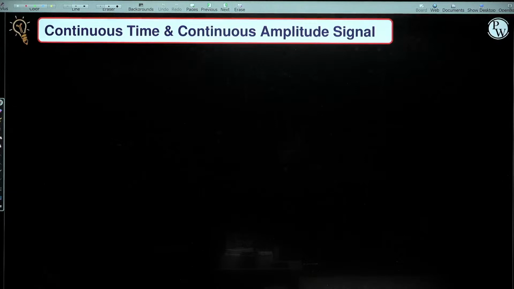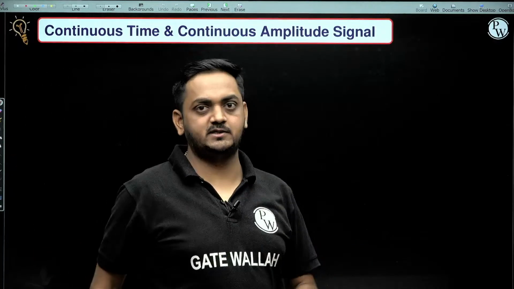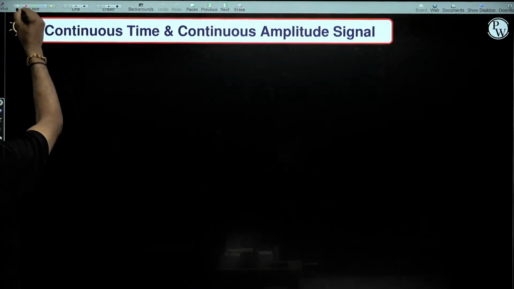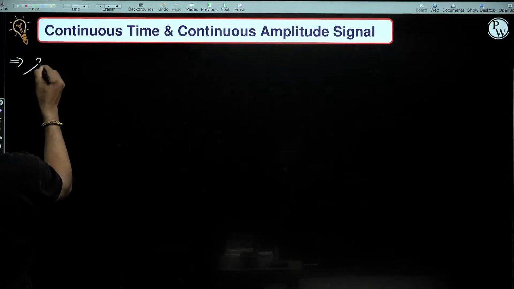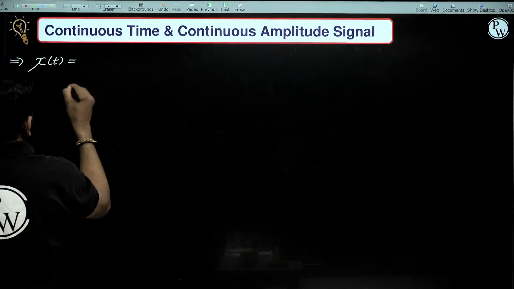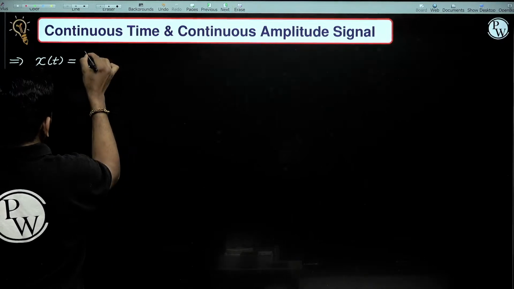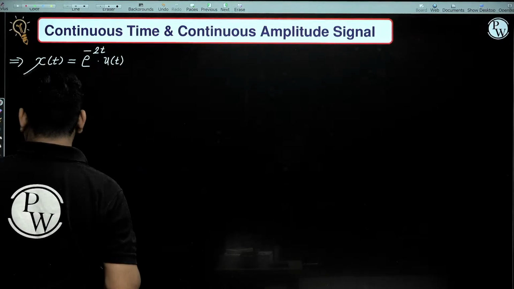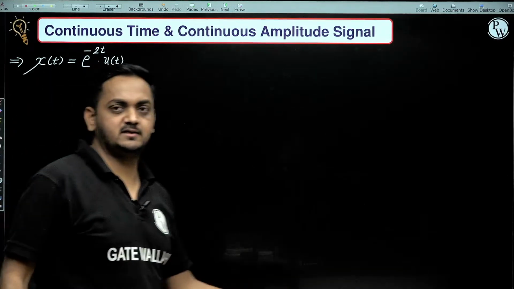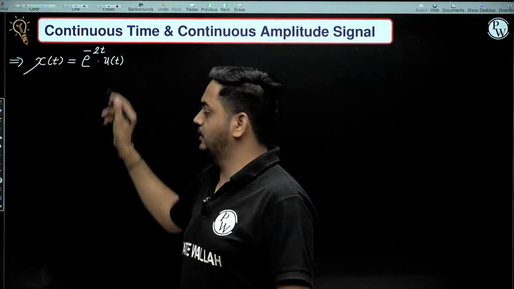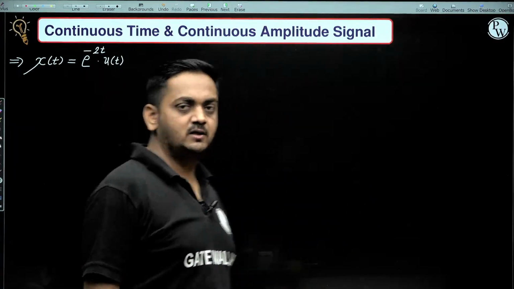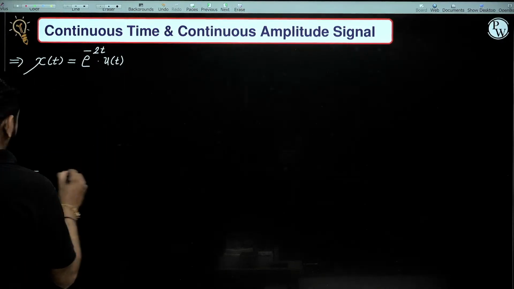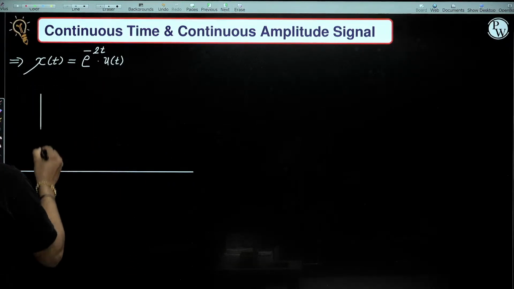So as I told you, there are 4 types of signal based on the nature of the signal. First is continuous time and continuous amplitude signal. I am taking one example: x of t, suppose x of t is an exponentially decreasing function, e power -2t into u of t. This is the mathematical representation of a signal. What is u of t? Unit step function. Later we will see. Just understand this u of t indicates only the positive values of time.